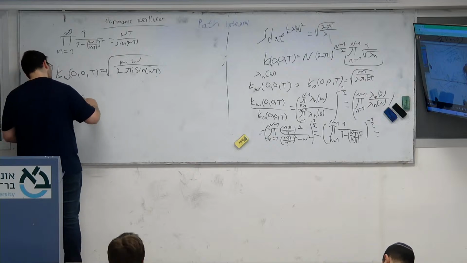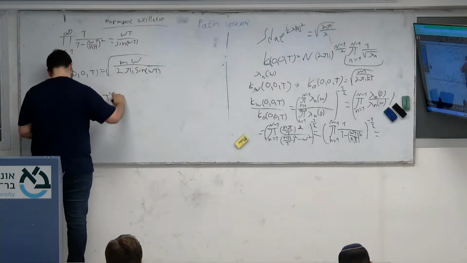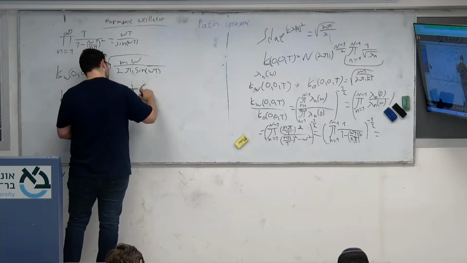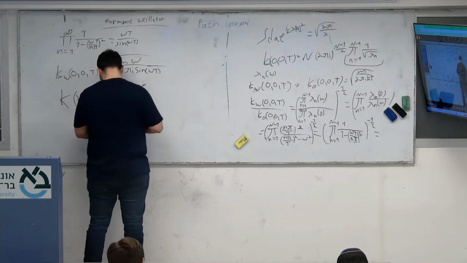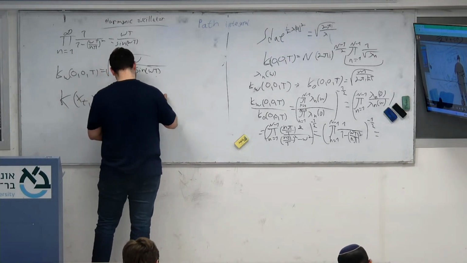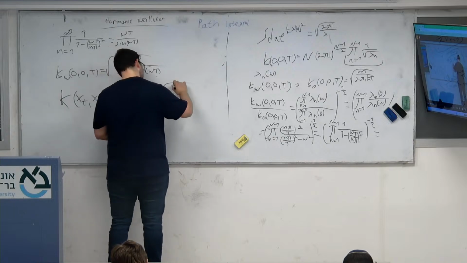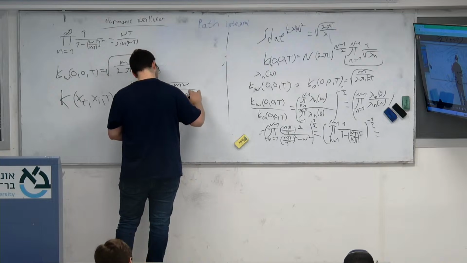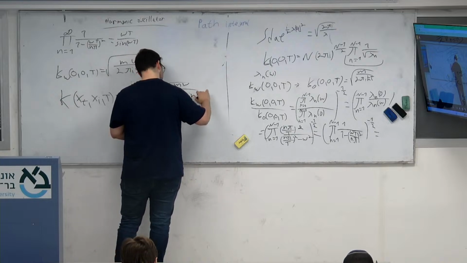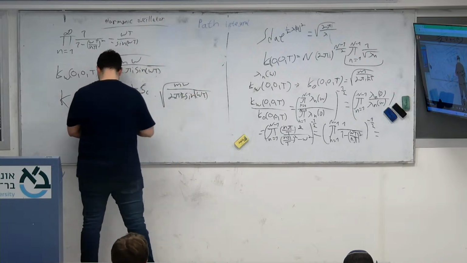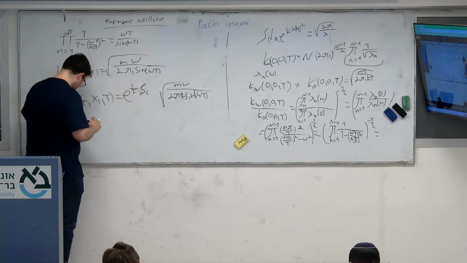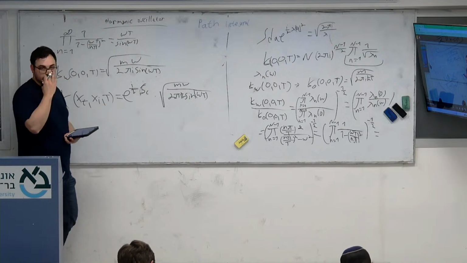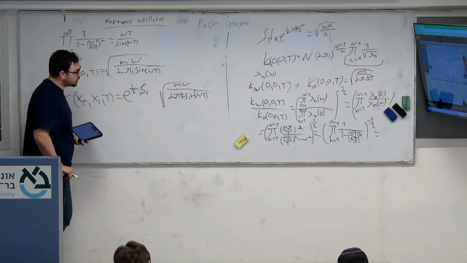Right, and the overall k from xi to xf in time t equals the classical part, which we didn't calculate yet, times the square root of m omega divided by 2 pi i h bar sine omega t. So now we just need to calculate the classical action, which we already know, but let's do it anyway.